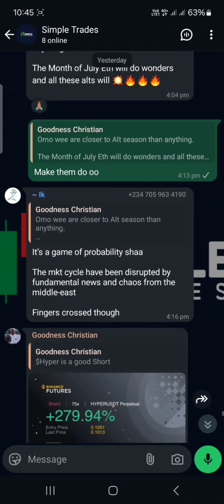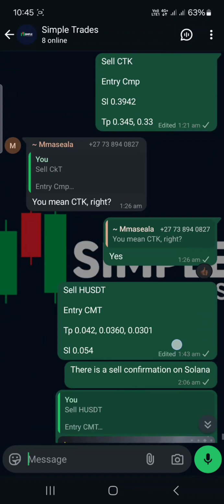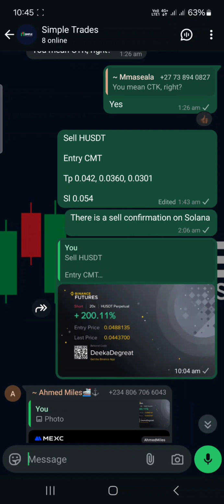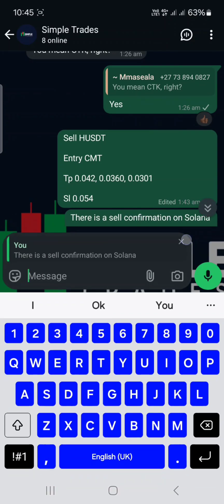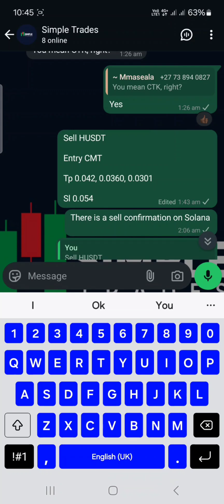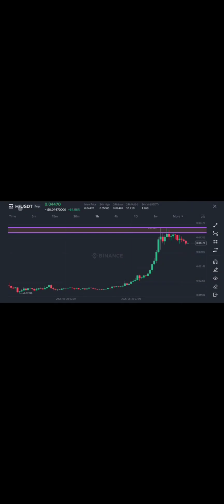Now I dropped something. There was something I dropped. I could not give the signal because I was just too tired. I said there is a sell confirmation. If you see here, you see where I wrote there is a sell confirmation on Solana. So let's look at Solana. What did I see to drop this in the group? Anybody that was very active would have just gone to Solana and checked when I dropped that trade to check what I saw there.